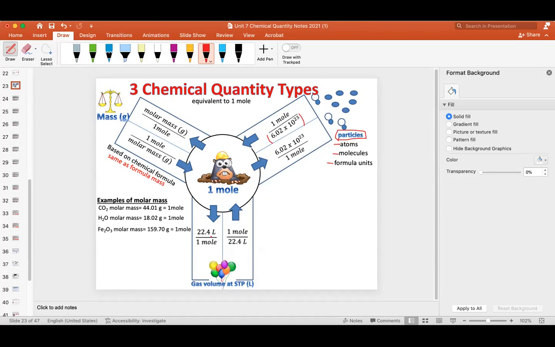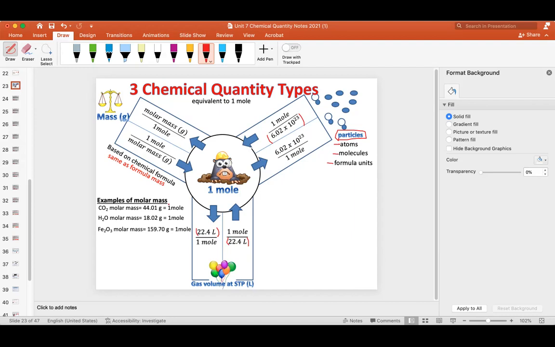The next fact relates to the volume of any gas at what we call standard temperature and pressure. There's also a fixed quantity or number. There's 22.4 liters of any gas as long as the gas is at standard temperature and pressure. So that would be the quantity of gas volume equal to 1 mole.